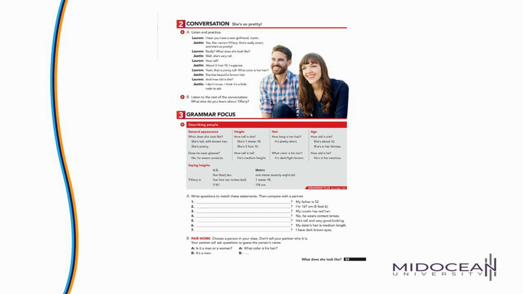Age. How old is she? She's about 32. She's in her 30s. How old is he? He's in his 20s.